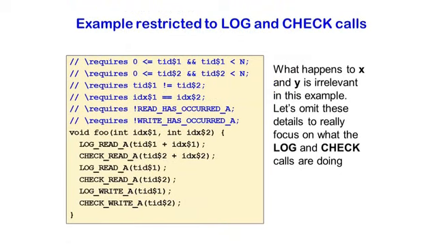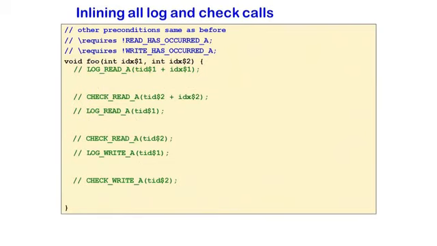What we can do now is we can restrict this just to consider the log and check calls to see how these calls are interacting, because this example is very simple and actually the local variables x and y are not relevant because they just get havocked. Okay, so let's look at these log and check calls. And let's think about what the kernel looks like if we inline these calls.